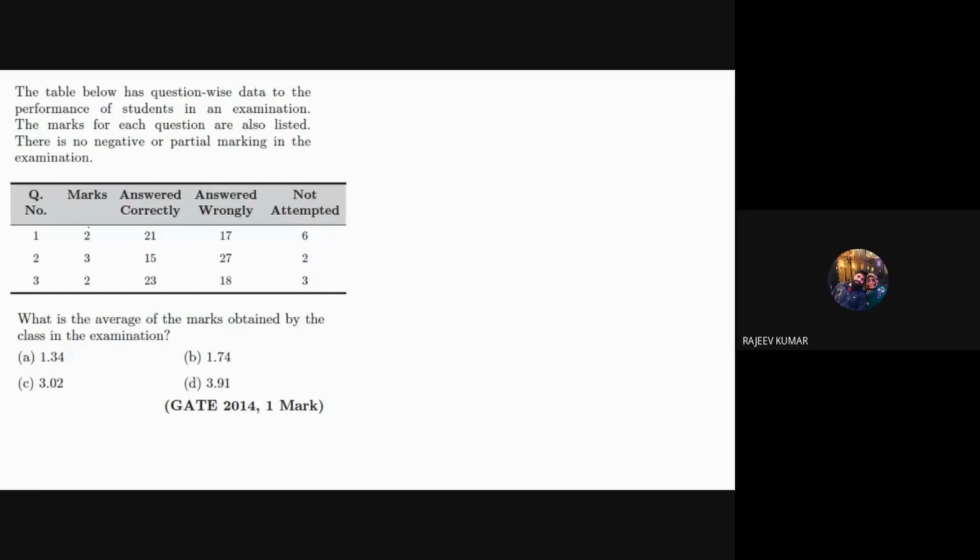It shows you question-wise data of the performance of the students in an exam. Marks for these questions are also listed. There is no negative or partial marking, and you have to find out the average marks obtained by the class in the exam.